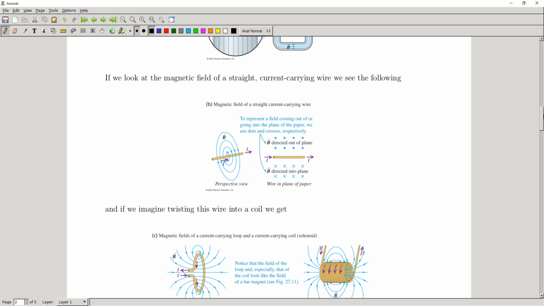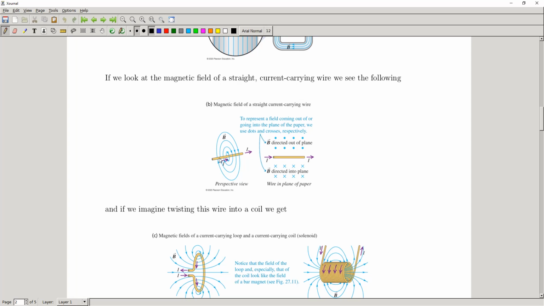So we can see here in this diagram labeled B that if we have current running down this wire in this direction, our magnetic field lines are going to look like these loops around the outside of the wire. So it sort of forms these concentric circles around the wire. And we're going to see that there's another right-hand rule at play here.